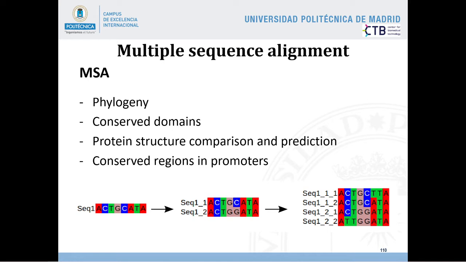Also, as we will see, the multiple sequence alignment provides us tools to predict and compare the two-dimensional, three-dimensional and four-dimensional structures of proteins. And we can see the promoters, those parts of the genes that are in charge of regulating the transcription of a gene, which are quite highly conserved.